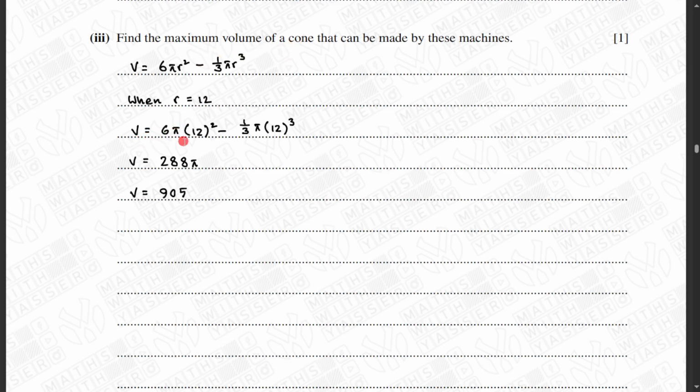So V is equal to 6 pi times 12 squared minus 1/3 pi times 12 cubed. That gives us 288 pi, and in three significant figures, that is 905.